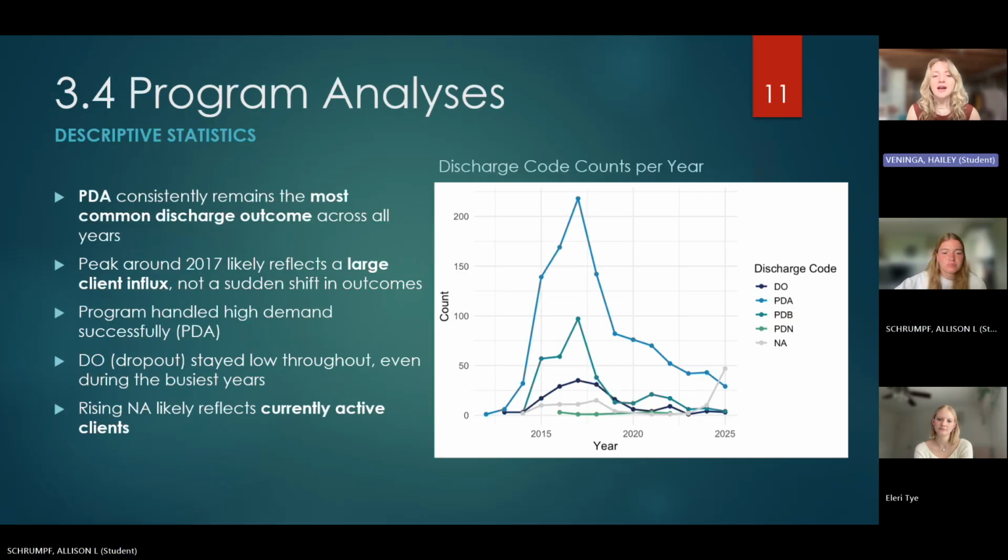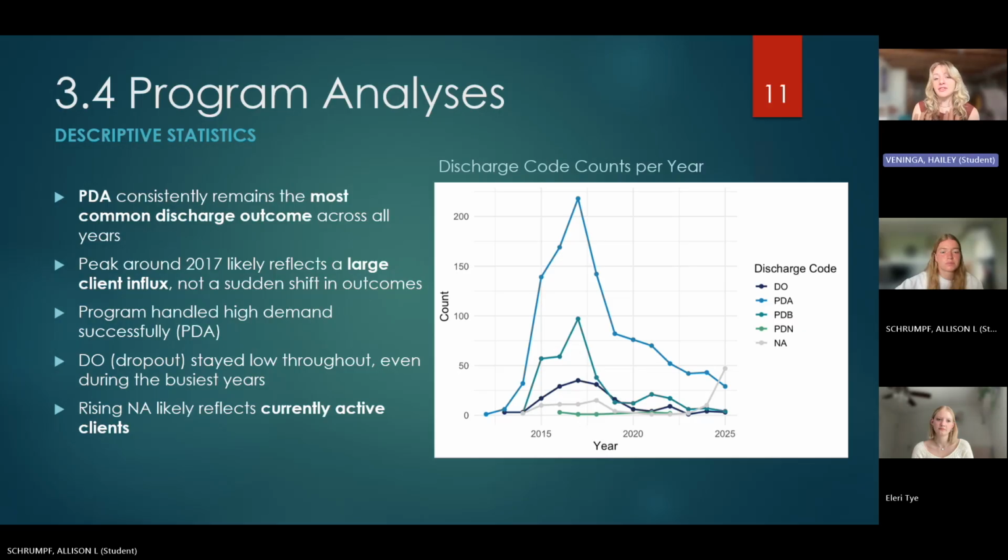Okay, so because we had over 25,000 rows of data, we looked at individual program data to look closer at what may be impacting discharge results, to more accurately make recommendations to our clients and point out any patterns. Overall, the PDA counts are consistently the highest, except for going into 2025, and that's likely due to the NA values towards 2025, which most likely reflect clients who are currently still active and haven't received a discharge code yet. We do see a peak in discharges around 2017 for this program, which most likely reflects just a large client influx rather than a sudden shift in those outcomes.